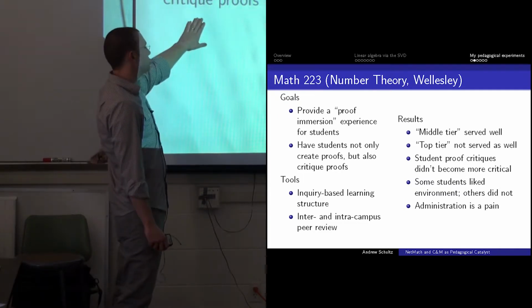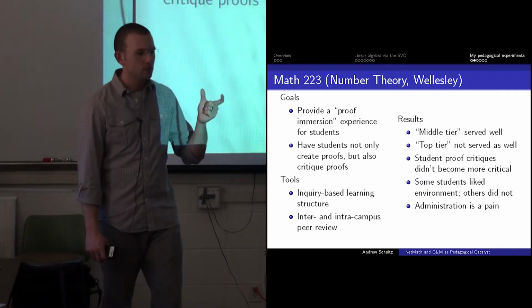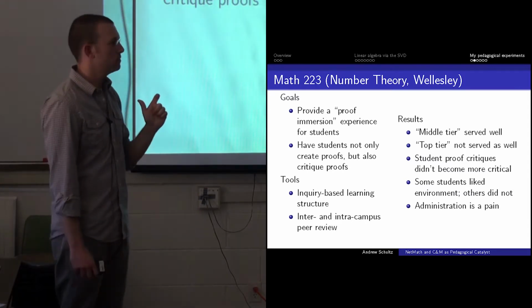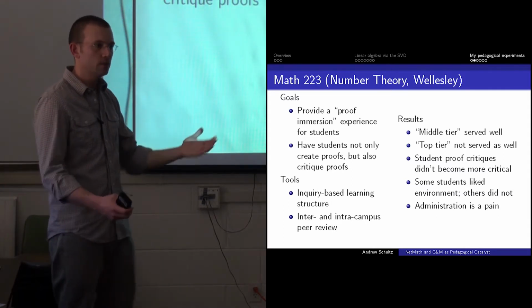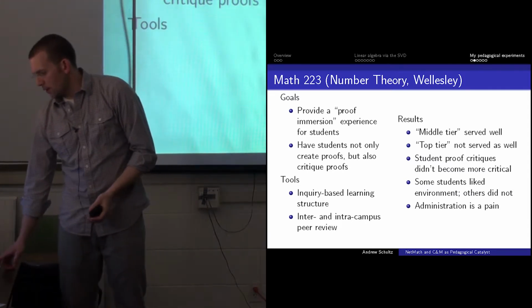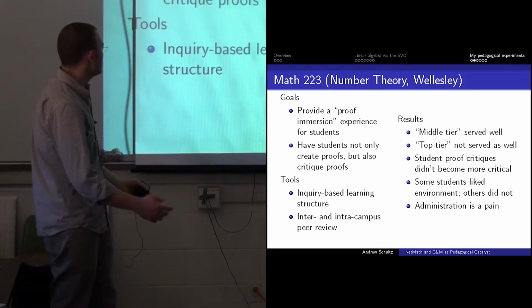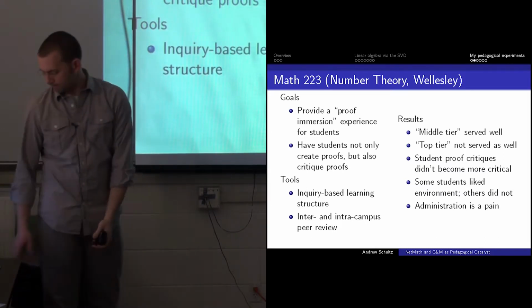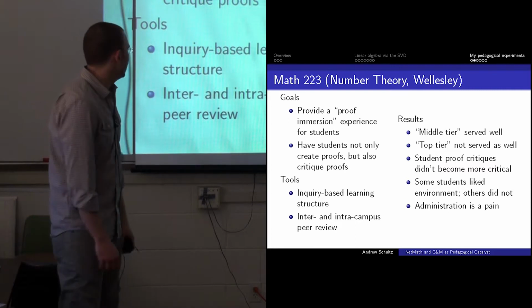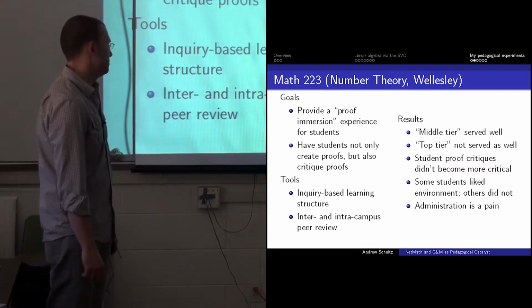I also wanted my students to not just be writing proofs, but also reviewing proofs that other students wrote, peer review, which is what we do in mathematics. So how did I do this? One was I used this technique, inquiry-based learning. The other was I did inter- and intra-campus peer review.